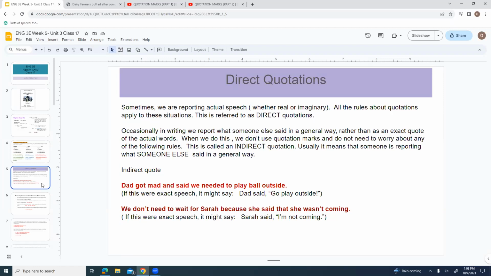So here's some examples of an indirect quote. Dad got mad and said we need to play ball outside. Okay. So dad isn't actually talking. Someone else is telling them what dad said. If this were exact speech, it might say, Dad said, "Go play outside." Another example is, we don't need to wait for Sarah because she said she wasn't coming. Again, somebody is reporting what Sarah said. They're not quoting her exactly. They're just kind of reporting generally. If this were exact speech, it might say, Sarah said, "I'm not coming." So when it's not an exact quote, you don't need to use any kind of quotation marks. And then none of what we're talking about next applies at all, okay?